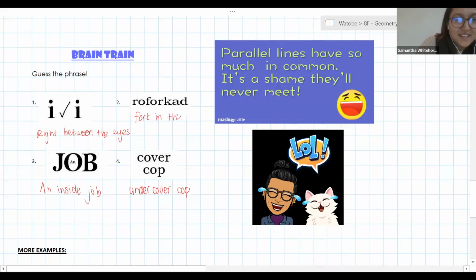Well done. Right. The reason is that there's the word fork and there is the word road. There's fork in the road. Oh my word, these were all funny. Well done, guys.